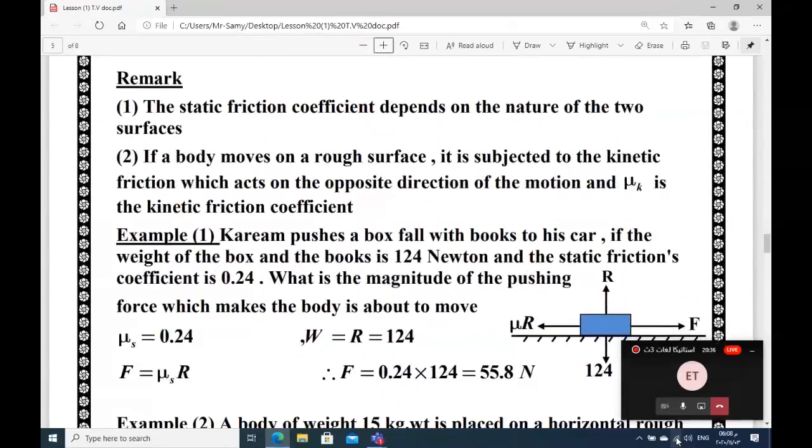Now, a very important remark, and this remark was asked before in an exam, I think in 2017. What does the static coefficient of friction depend on? The static coefficient of friction depends on the nature of the two surfaces. So this static friction doesn't depend on the mass of the body or the volume of the body, but depends on the nature of the two surfaces.